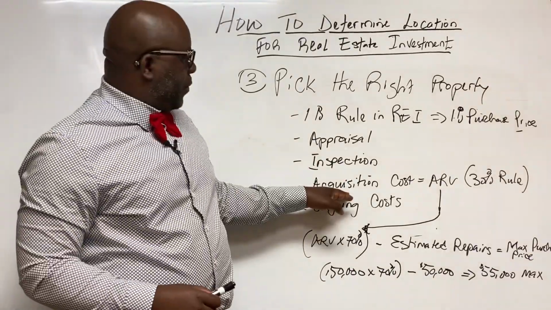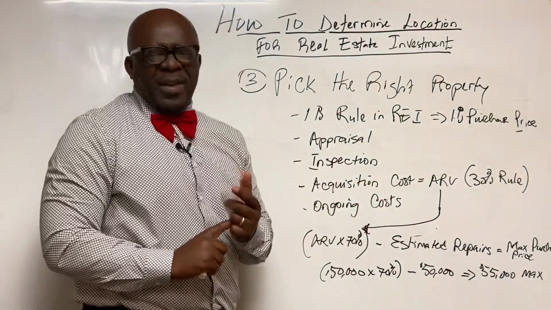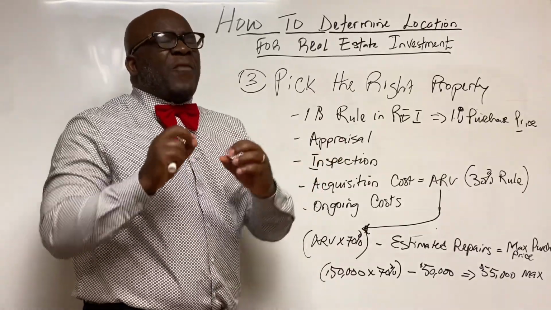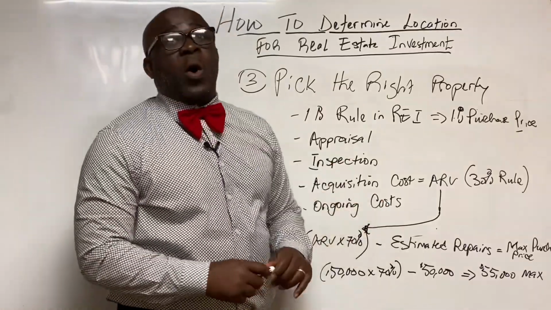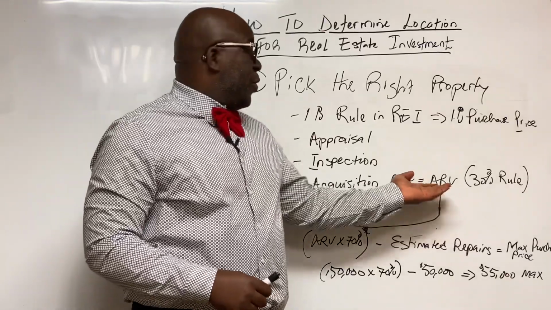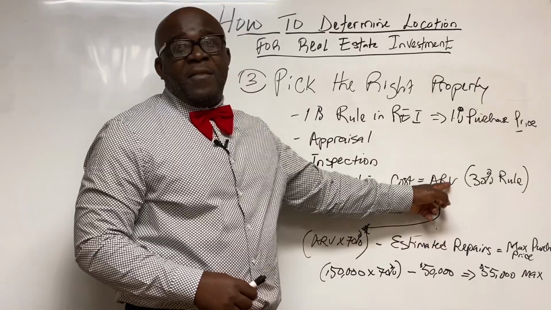Acquisition cost. A 20% down payment for the loan. We are talking about 1.5% as closing cost. The most important of all is what we call the ARV. Whenever you see this term, it stands for after repair value.